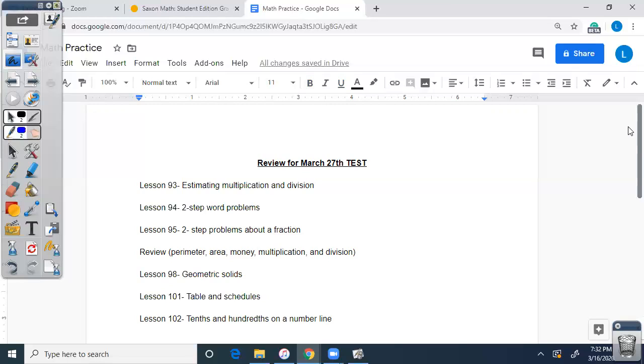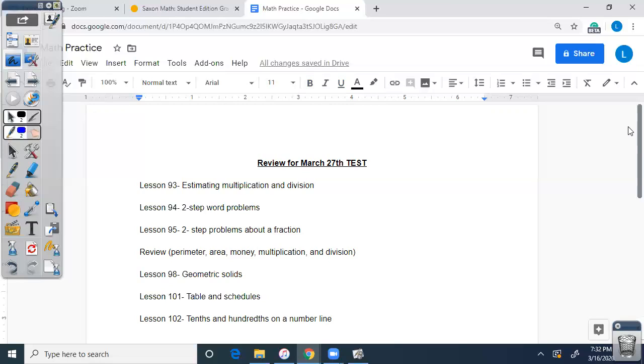He gave the cashier $10, the cashier gave him $6 back. So you had to say, okay, so it really only cost $4. And then he bought 7 pounds. So how much did each pound cost? Something like that. Okay, so if you don't remember how to do those, go back. That's lesson 94. Okay, the next one is lesson 95.